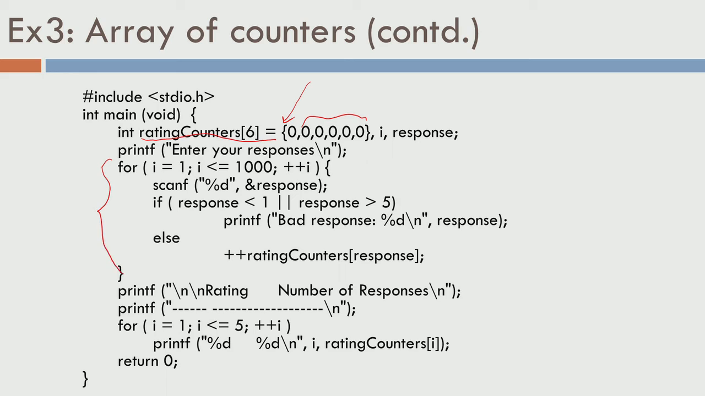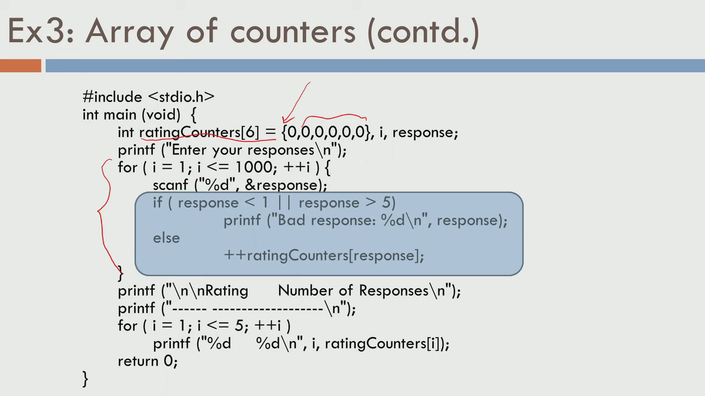So, I have this loop which runs from i equal to 1 up to 1000 including 1000, right. For i equals 1, i less than or equal to 1000, i plus plus. So, at this point we are scanning 1000 responses, and for each user or each student we are going to take a response, and we are first of all going to check if the response is less than 1 or if it is greater than 5. These are invalid responses. I said the ratings have to be from 1 to 5 as integers. So, if it is anything less than 1 or greater than 5, it is a bad response, we do not record it.